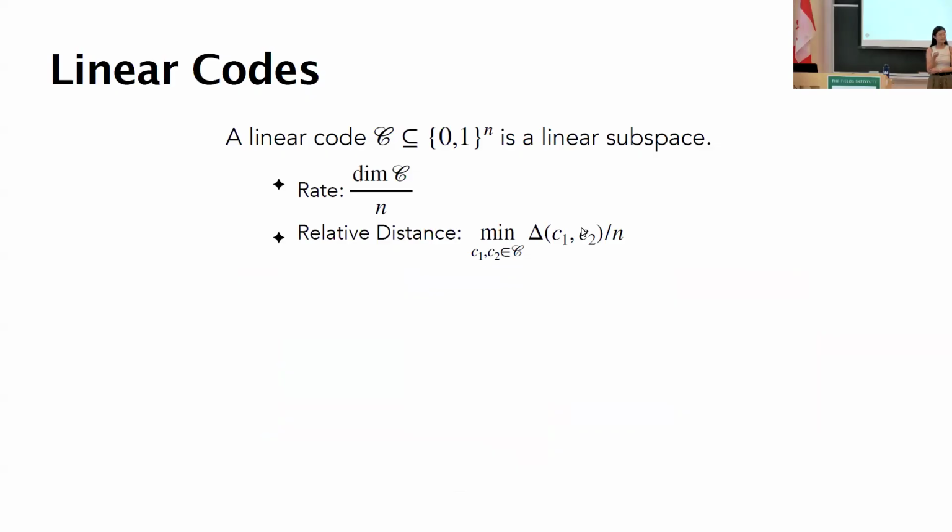Okay, so let's start with what a code is. We're going to be interested in linear codes. That's also usually what people in coding theory study. A linear code is simply a linear subspace.